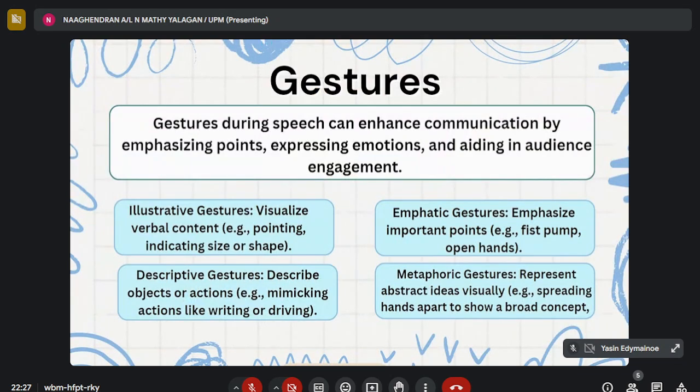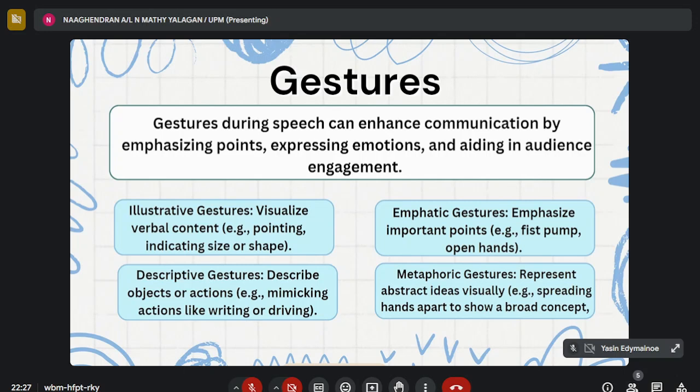Okay, so Assalamualaikum. My name is Muhammad Yasin, and I'll be presenting about gesture. First of all, gestures during speech, especially, can enhance communication by emphasizing points, expressing emotion, and also aiding in audience engagement. So I've listed 4 gestures that are normally used during speech.